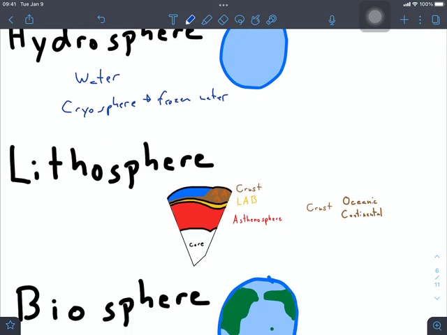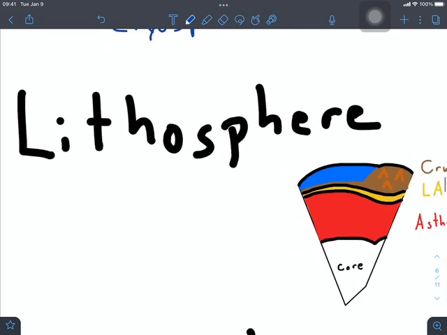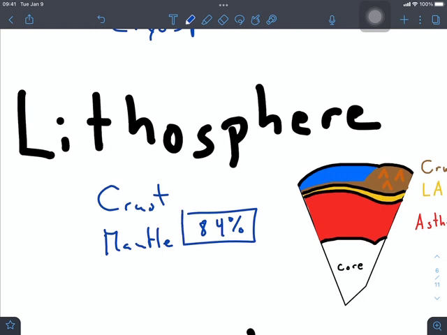Now, our lithosphere is very important, very interesting. It is our sphere that is made up of our different soil and rock of the planet. It has 3 different layers: the crust, which is our surface, the mantle, which is the 84% of the rock underneath the crust, and between the core of the planet. The core is generally liquid rock because of the heat and pressure that drives it to be a viscous material.